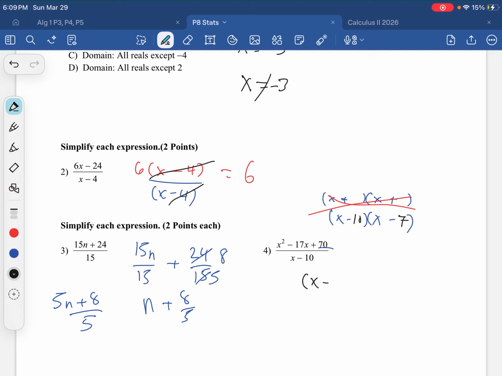So I can rewrite this like x minus 7 times x minus 10 divided by x minus 10. And so my final answer is going to be x minus 7.